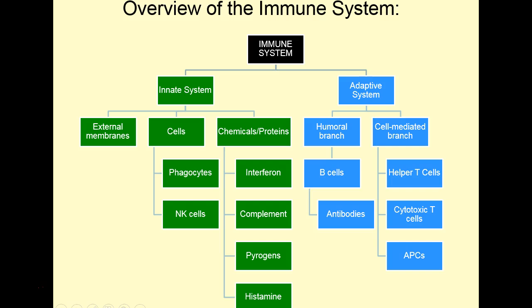The first thing that I've got listed under the innate branch are external membranes. These are things like the skin and mucous membranes. If you think about skin, it's a really good barrier to infection. It's slightly acidic, it's dry, and it's made up of multiple layers of cells that are tightly bound together, which creates a barrier to entry in the body.